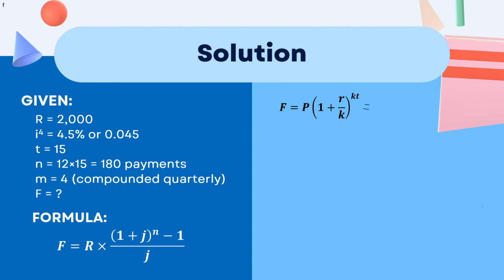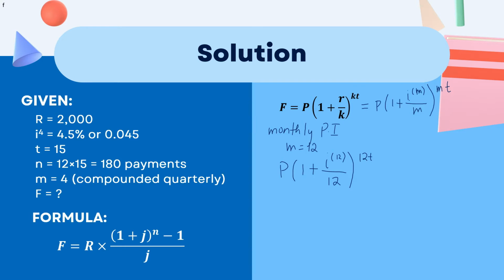Para mas maging familiar po kayo sa formula, i-rewrite natin yung formula. Wherein yung ating R dito, yung rate natin, palitan natin as I or the interest rate sa annuity. Then yung K will be the M or the compounding period. Pati yung exponent na K, palitan din natin. Let's say in monthly payment interval, wherein M is equal to 12. Ang F natin is equal to P times 1 plus I over 12, raised to 12 times T.